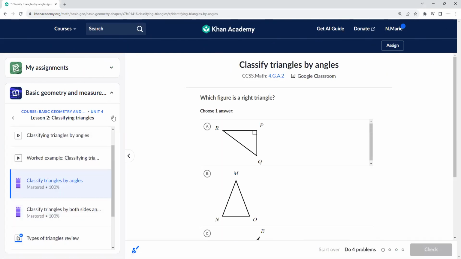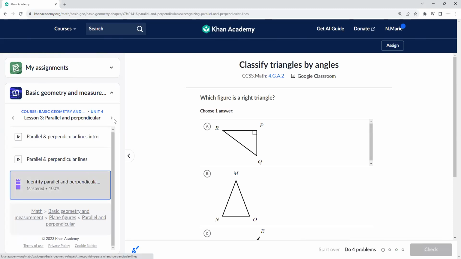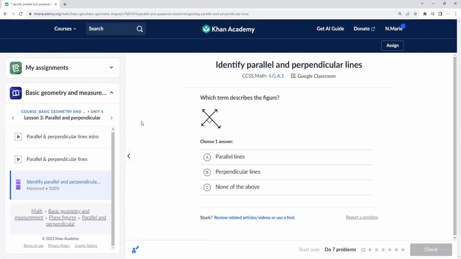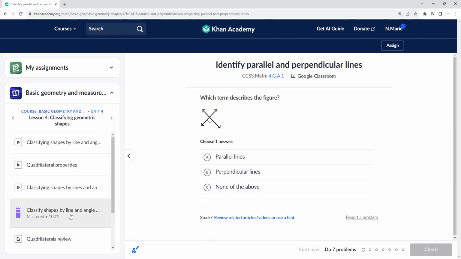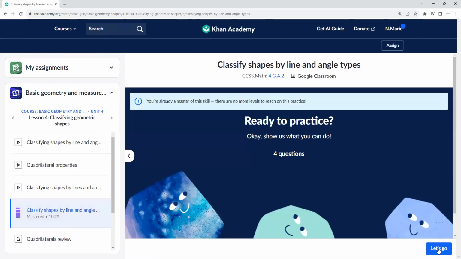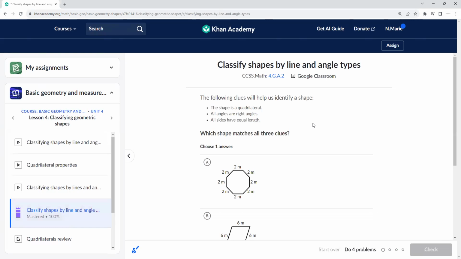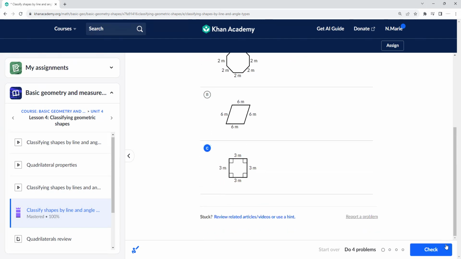Oh, we're not going to get into the triangles. We're just focusing on parallelograms. That's easy there. Okay, which shape matches all three clues? The shape's a quadrilateral. It has right angles and all the sides are equal lengths. This one.